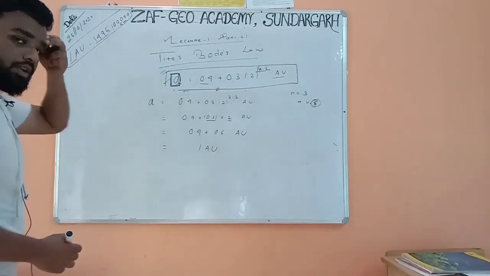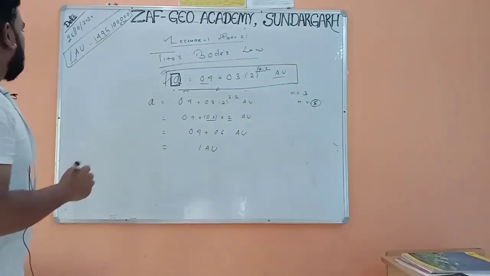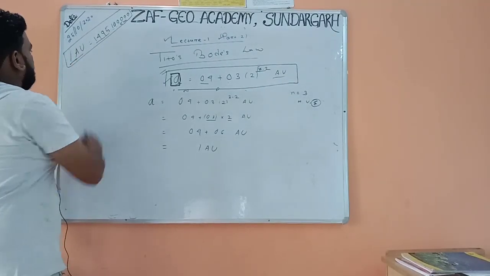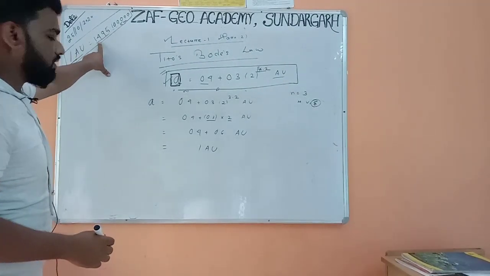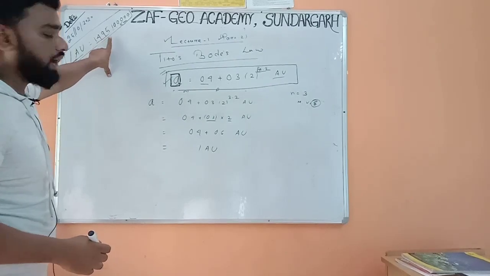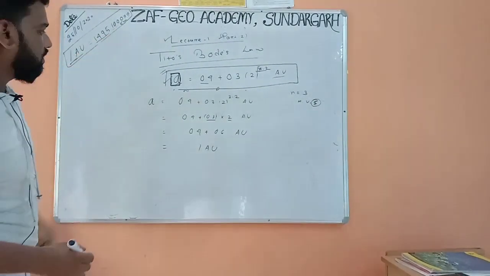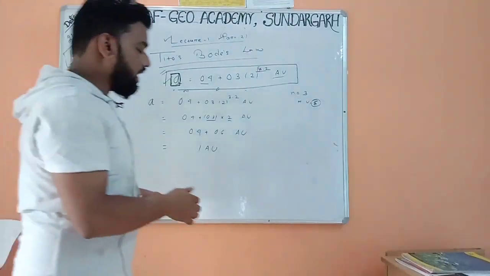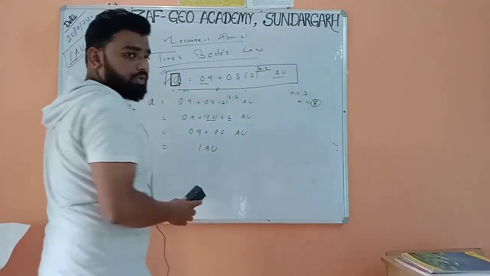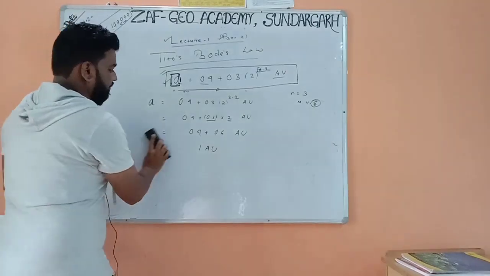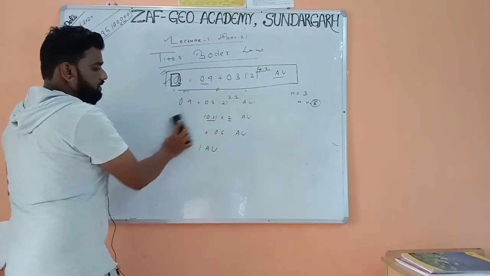So the semi-major axis is 1 astronomical unit, which is 149.5 million kilometers. Okay, I hope the concept of Titius-Bode law is clear. Now if you have any doubt, just comment.